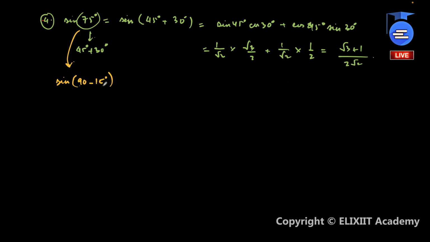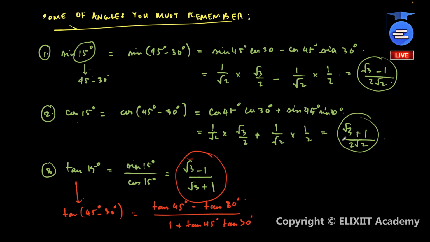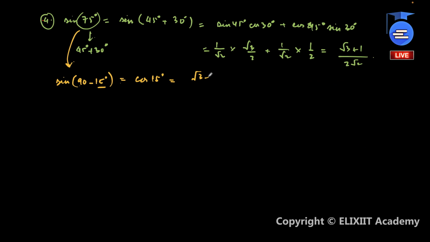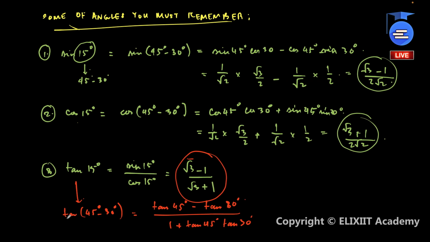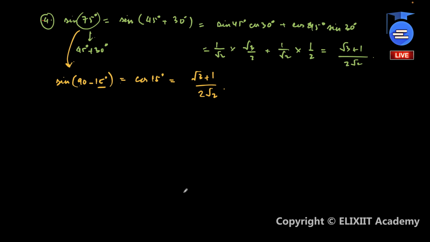So what is sine 90 minus theta? Theta is 15. Sine 90 minus theta is cos theta. So this is cos 15 degree. And what is cos 15 degree? We have seen previously, cos 15 degrees is root 3 plus 1 divided by 2 root 2. So sine 75 and cos 15 degree will have the same value. The reason is very simple. Both of them are complementary of each other.